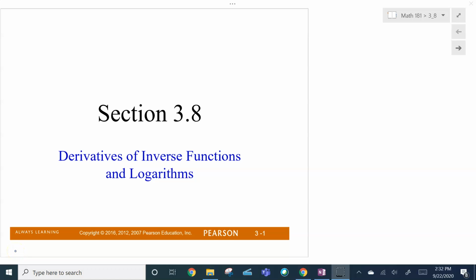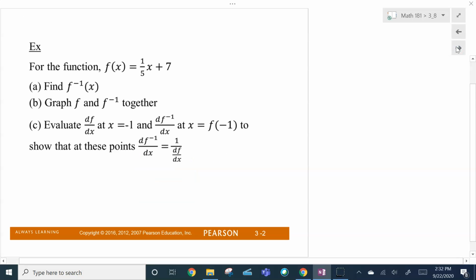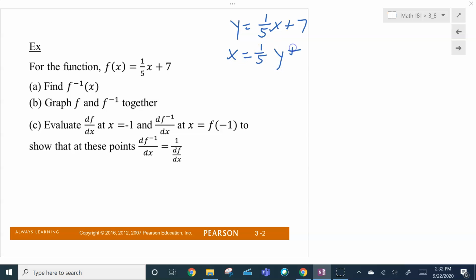We're going to take a look at derivatives of inverse functions briefly, and then mostly spend our time with logarithms here. So this is just kind of an FYI. For this function, if you remember how to find an inverse, y equals 1/5 x plus 7. If we were to find an inverse, we switch those x's and y's, and we solve for the new y. So we have 1/5 y equals x minus 7. Multiply everything by 5, and that's our inverse.